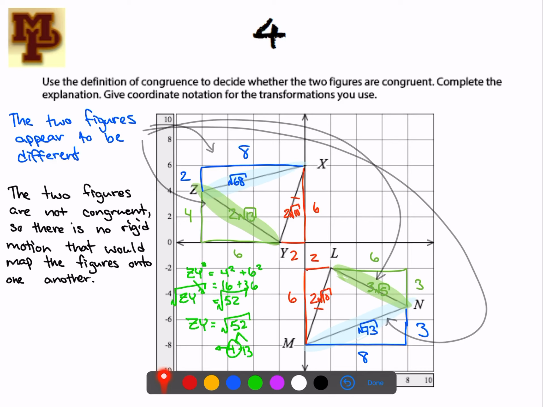And then from there, as soon as I see that the corresponding side lengths are not the same, I can automatically stop and say, hey, these two triangles are not congruent because they are not the same figure. And again, there is no rigid motion that I can do that will map one figure onto the other such that there's only overlap, there's nothing hanging off the side or anything like that. All right.